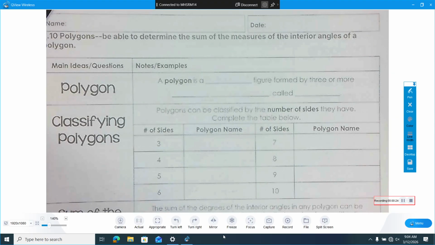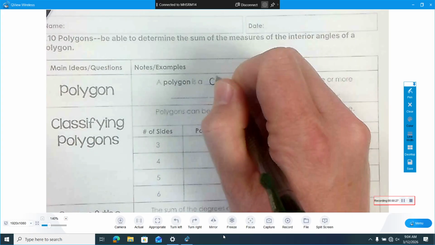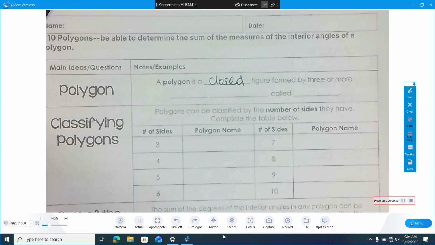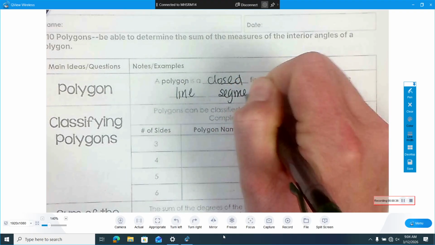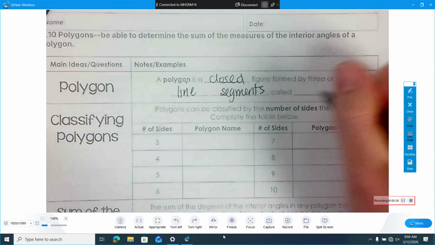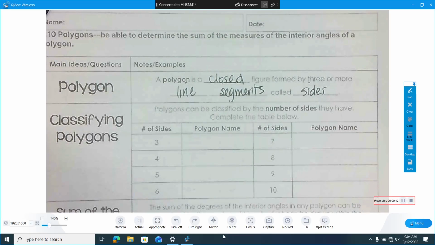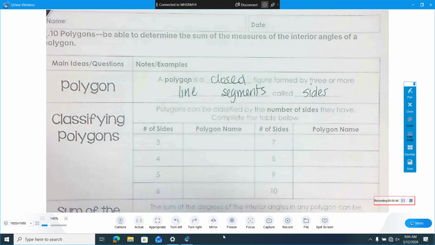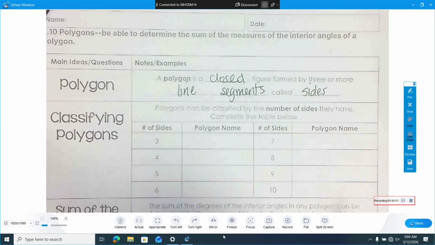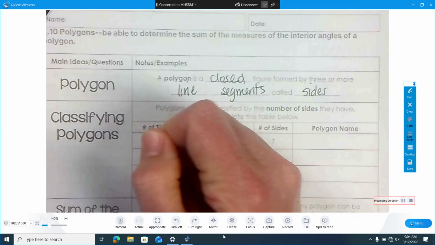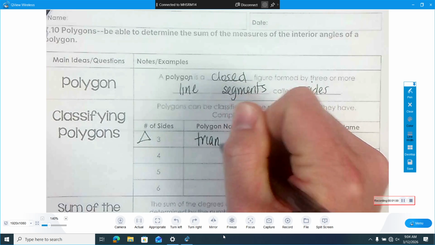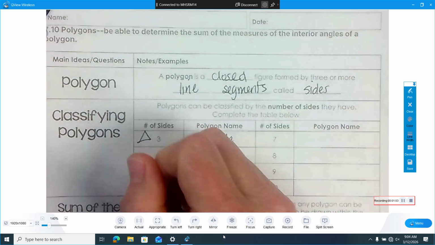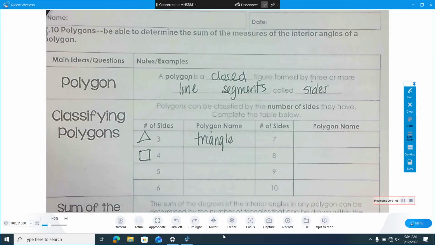So, a polygon is a closed figure formed by 3 or more line segments called sides. A polygon includes a triangle, and we have special names: polygons are classified by the number of sides that they have. If it has 3 sides, obviously, it is called a triangle. If it has 4 sides, it is called a quadrilateral.